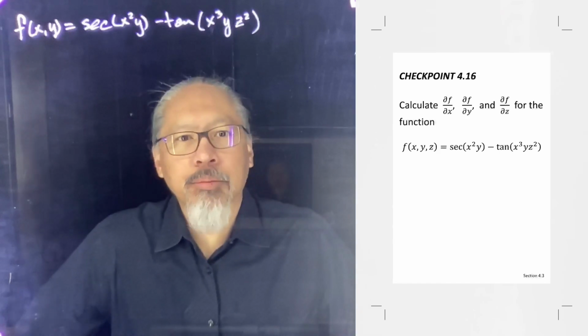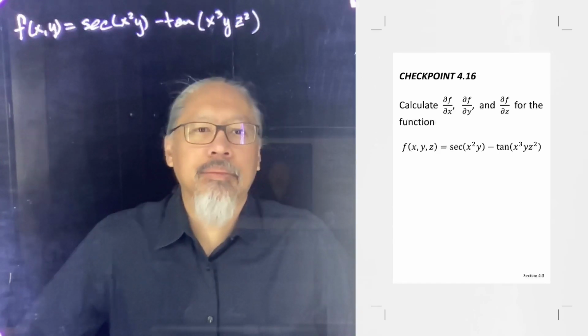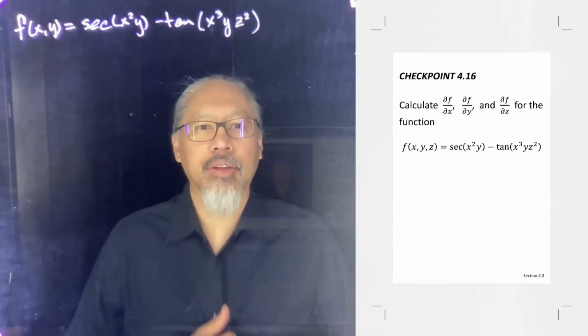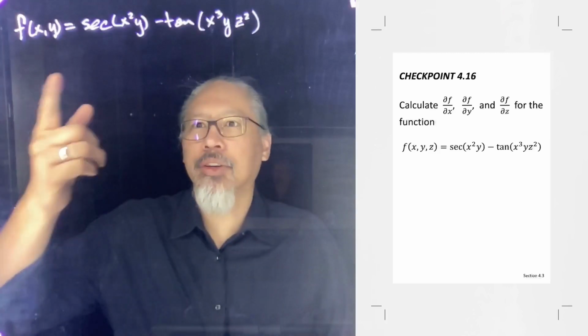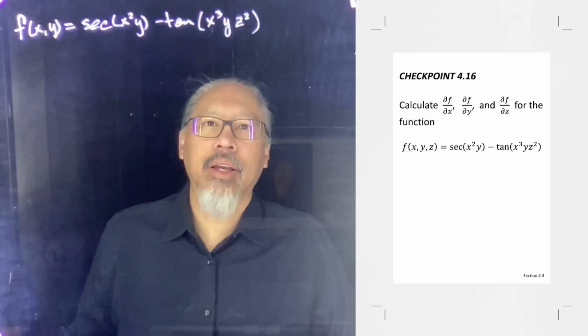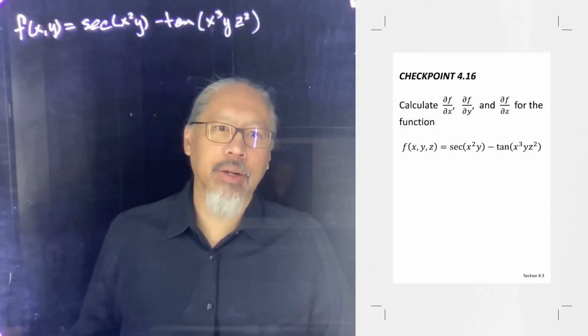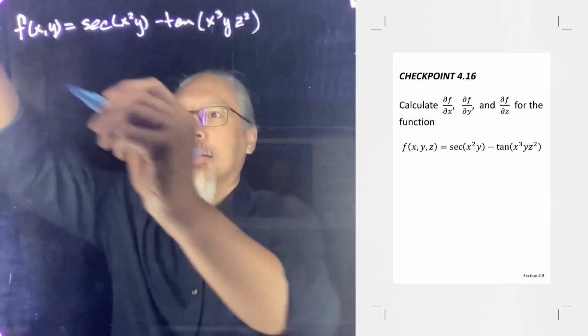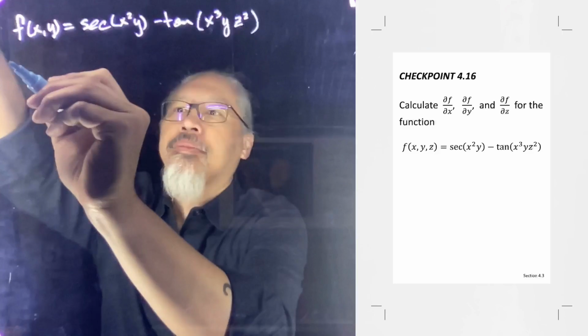Hello, we're doing checkpoint 4.16. They want us to calculate the partial derivatives with respect to x, y, and z for this function: secant x squared y minus tangent x cubed y z squared. Okay, let's go through it in order.